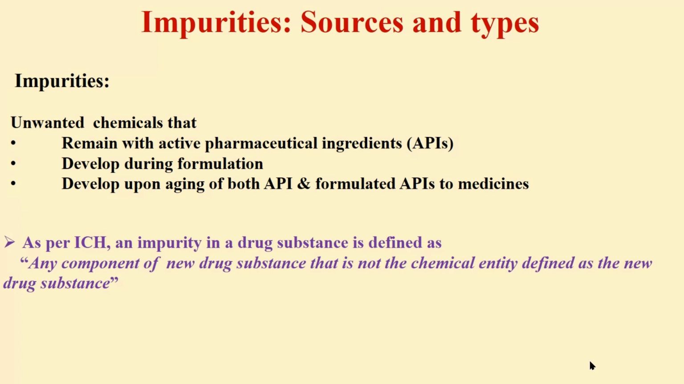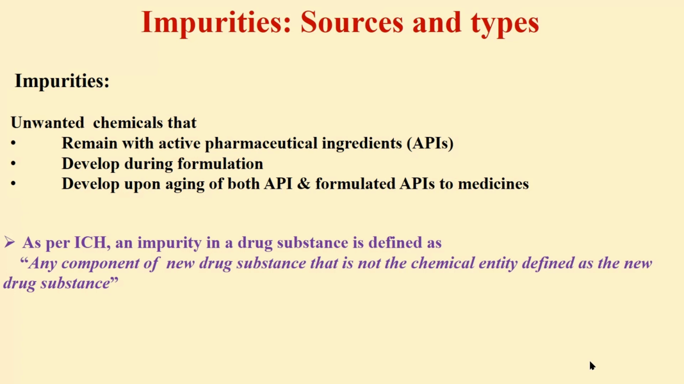Any drug substance we use is a chemical entity. If I take aspirin, aspirin has a chemical structure that is nothing but acetyl salicylic acid. Anything other than acetyl salicylic acid present along with this aspirin is an impurity. Hope now you can understand. Anything other than the active pharmaceutical ingredient present along with it is an impurity.